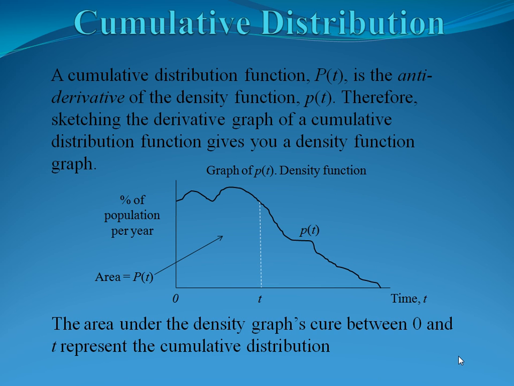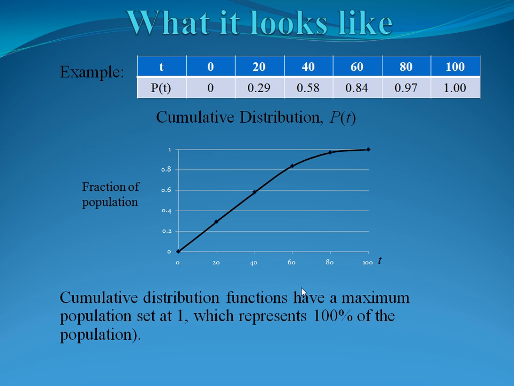So the cumulative distribution is the antiderivative of the probability density function that we just looked at in the last chapter. Therefore, sketching the derivative of the graph of a cumulative distribution function will give you the density function graph. So here, if we have a PDF, a density function, the area under the density graph's curve between 0 and t is going to be represented by the CDF, the cumulative distribution.